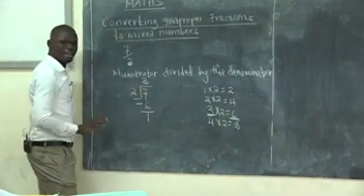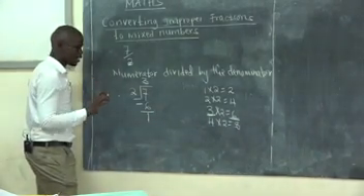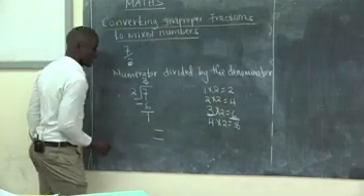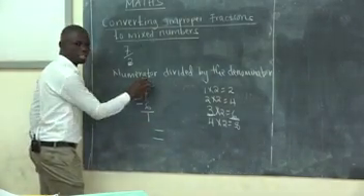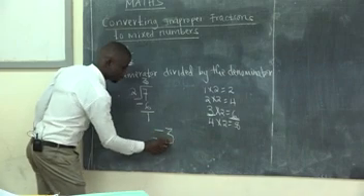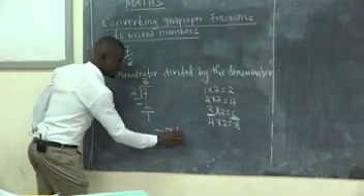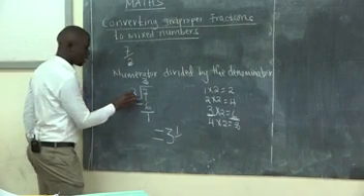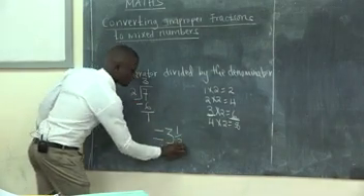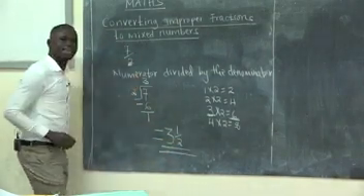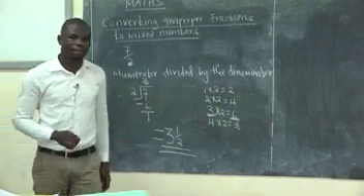Now we are done. We are only left with the answer. How do we write the answer? The answer will be written as 3, which forms the whole number. The remainder is 1, which forms the numerator. And the divisor is 2, which forms the denominator. So the answer becomes 3 and 1 half.